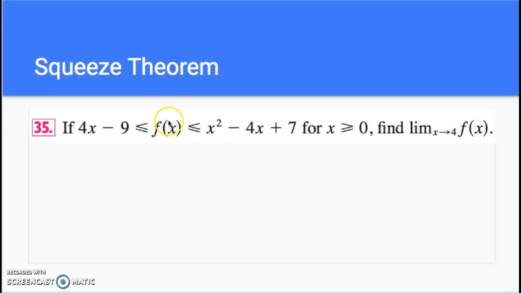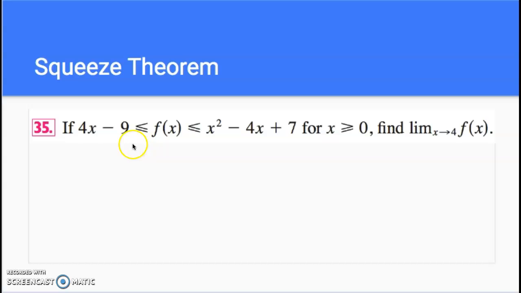So in this example, we don't even know what f of x is, so I can't just plug 4 into f and get my answer. But we do see that this function f is squeezed between the function 4x minus 9 and another function x squared minus 4x plus 7. So what we have to do is plug in 4 to the bottom function and the top function and see if they're the same, then that is the same as the function squeezed between them.